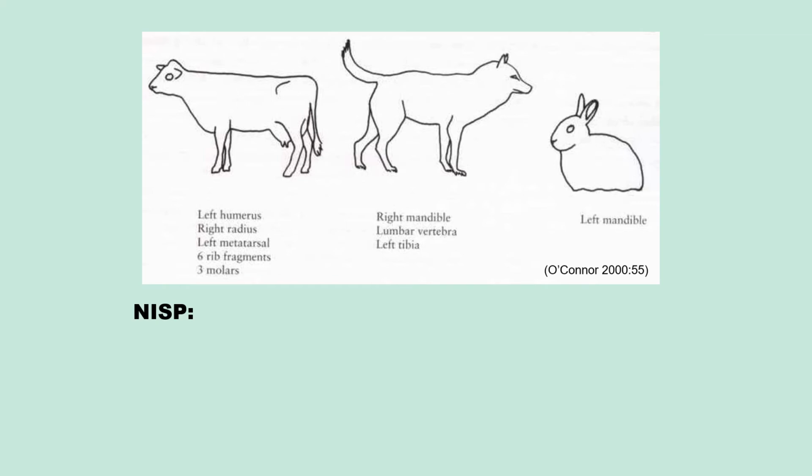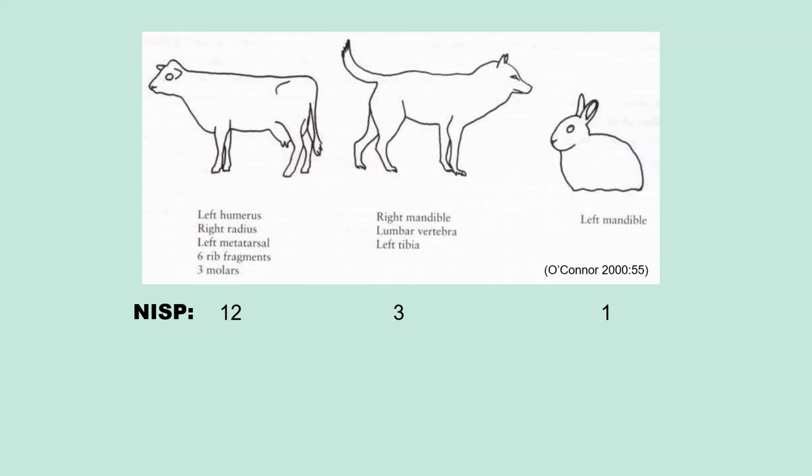Let's take this example where we have a cow, and here's the list of bones that were recovered, a dog or a wolf, here's the list of bones that were recovered, and a rabbit. What was the NISP for the rabbit? Well, we only found one bone, therefore we have only one element, the number is 1. How many were for the wolf? Well, we found 3 bones, the number would be 3. And for the cow, we found, let's see, 3 molars plus 6 ribs, that's 9, plus 3 more bones, 12.